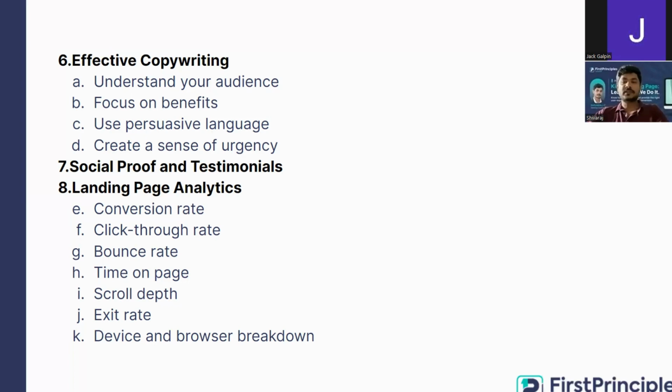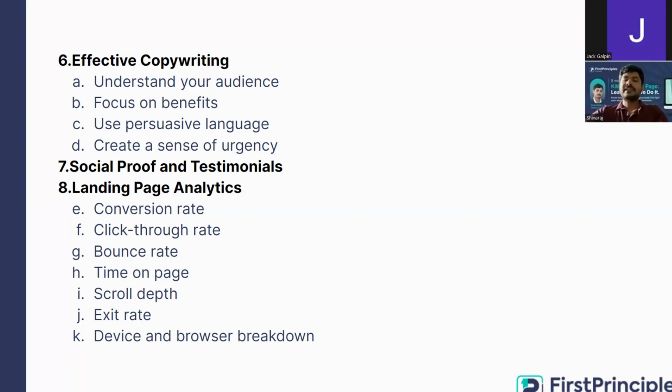And scroll depth is something that you'll have to understand. You can use heat maps like Hotjar to understand where people are scrolling, where they are clicking, where their eye is on within the landing page, right? The other thing that you want to understand is the device and browser breakdown. Basically understand whether people are viewing your landing page on phone, mobile, or tablet. It gives you an insight into which devices they're using, so that you can optimize your landing page accordingly.